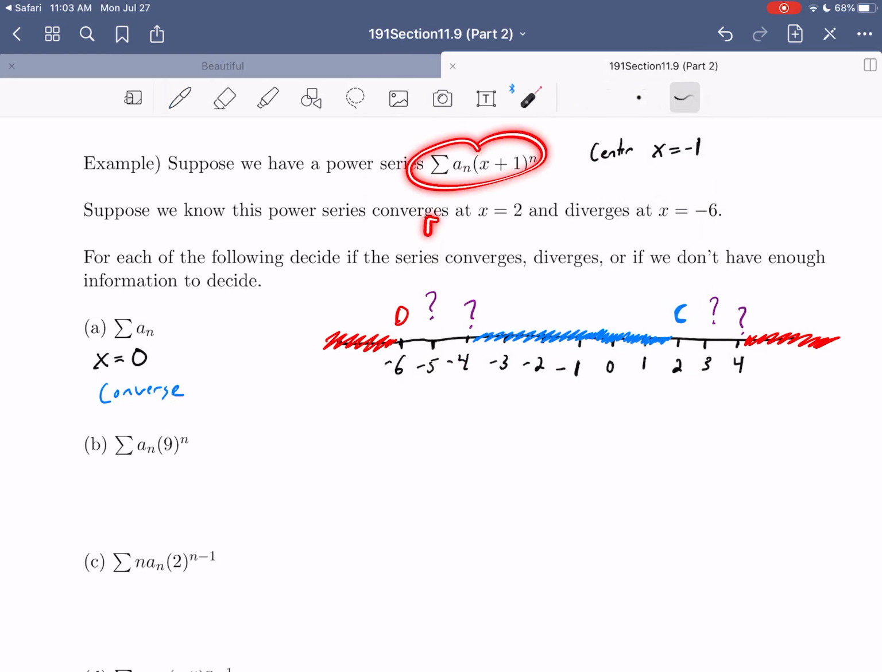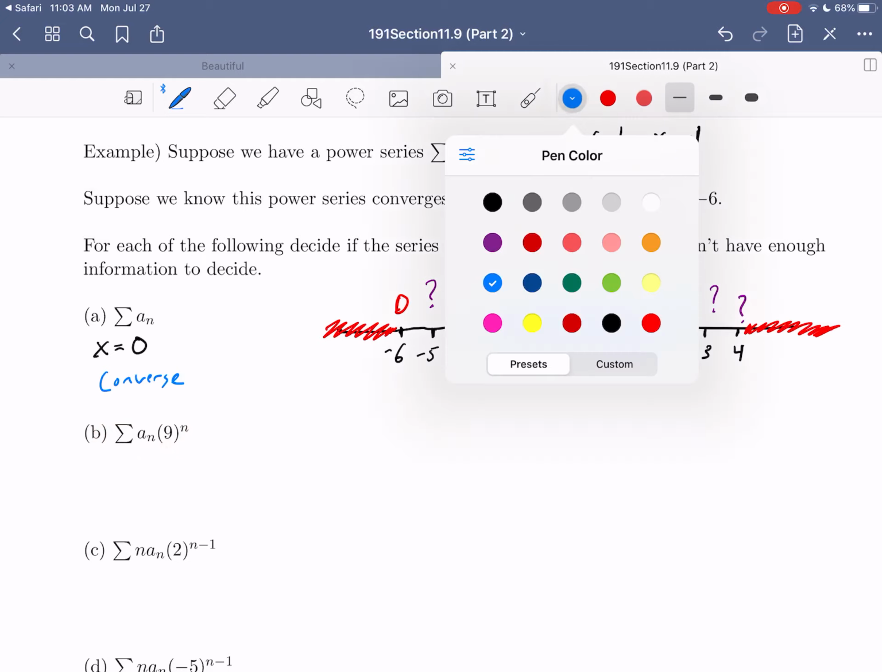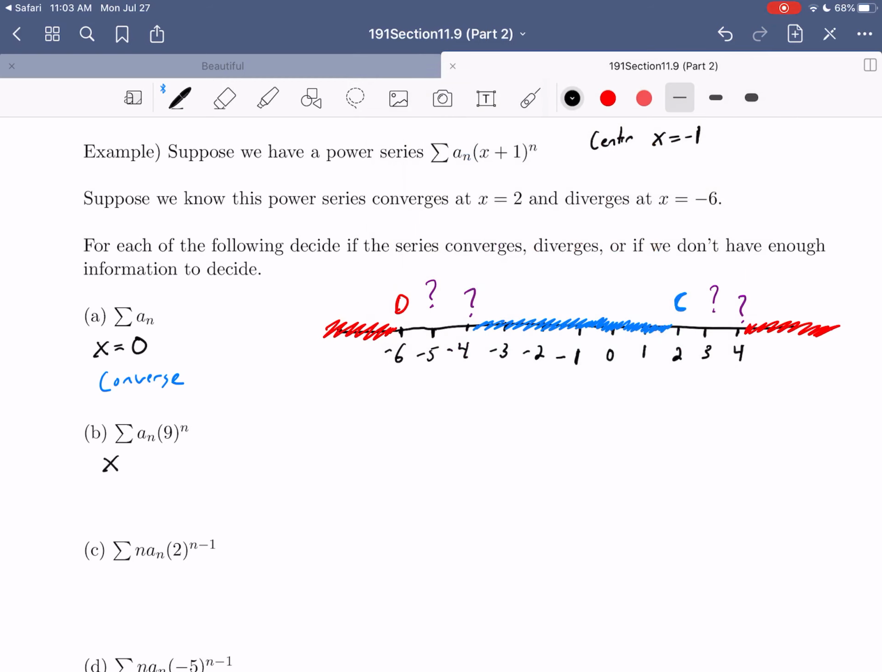If this converges at x equals 2, then this series must also converge. This one here, the sum of a sub n times 9 to the n. What value is that in here? Well, that must be x equals 8. That's what would be giving us that 9 to the n. X equals 8 is somewhere way down here. That's guaranteed to diverge.